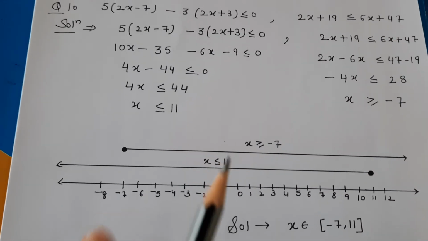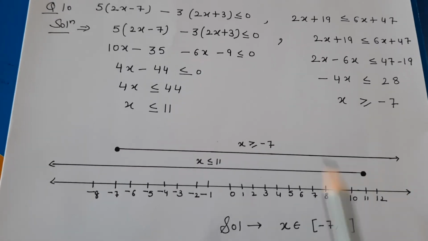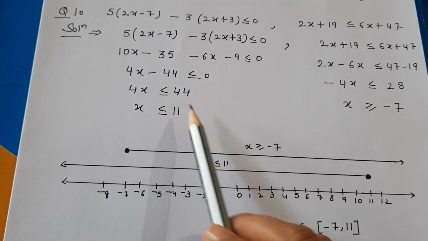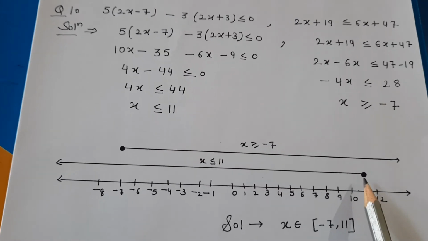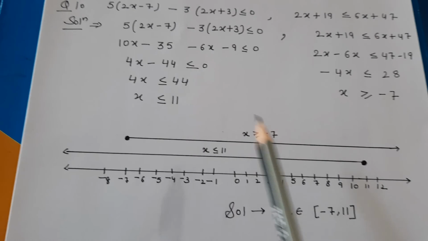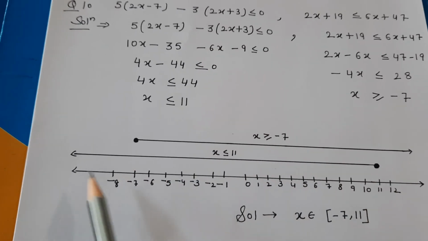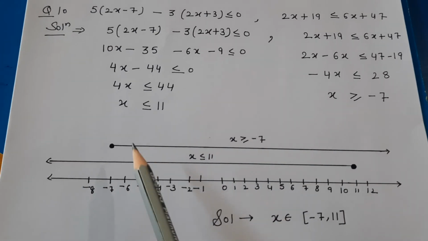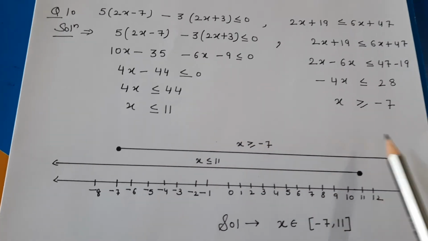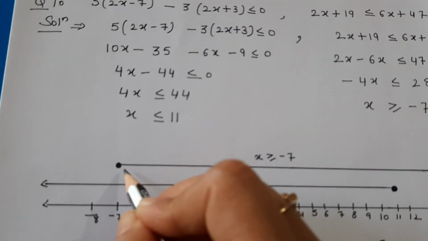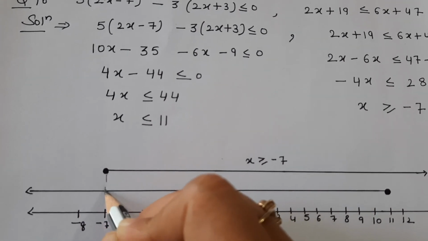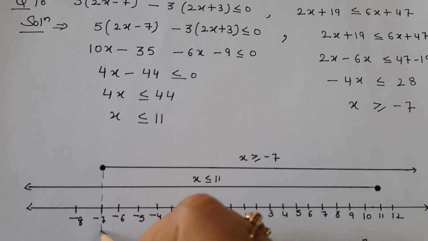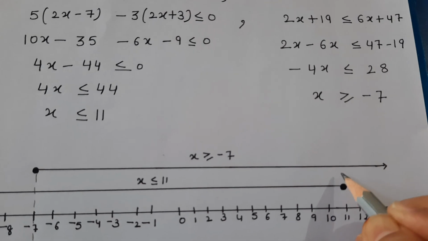Just look here. First draw your number line. The first inequality, x is less than or equal to 11. Look here, I have drawn the dark circle because 11 is included. Less than or equal to 11, this is your region. Now greater than or equal to minus 7. This is minus 7. So this is your region. Again draw the dark circle. Now the common region.